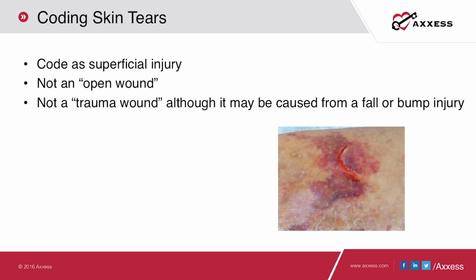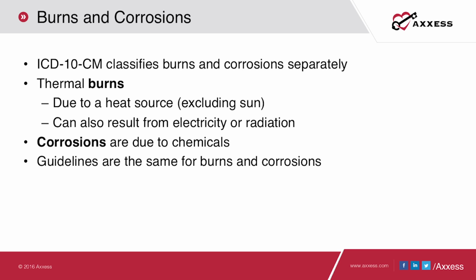All right, now that always brings us to skin tears, because we think, it happens when they fall or they bump their arm. That's a trauma. So we're going to code traumatic wound. Well, there's some guidance that came out about this. Coding of skin tears, you're actually looking for superficial injury. It's not an open wound. It's not a trauma wound, even though it might be caused from a fall or a bump or an injury. So you're going to look for superficial injury, forearm, for example, to code that.